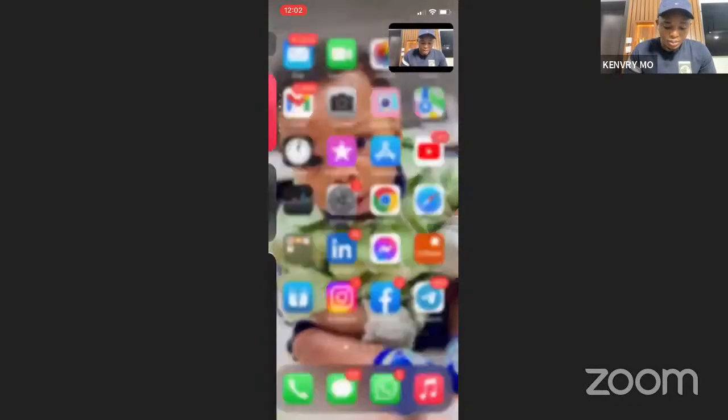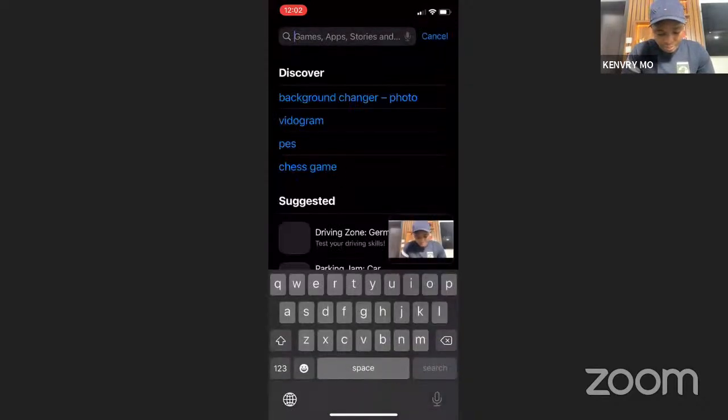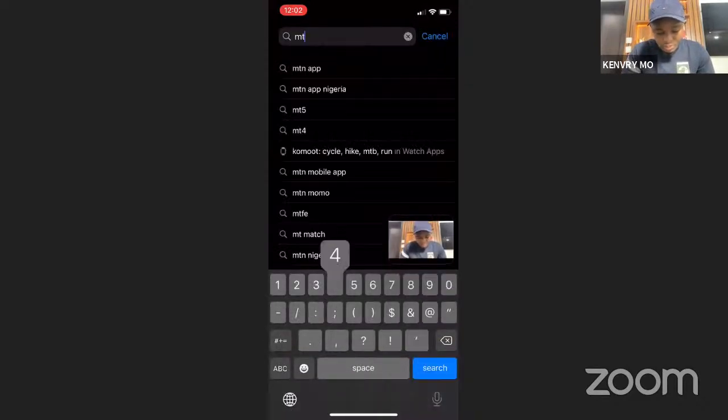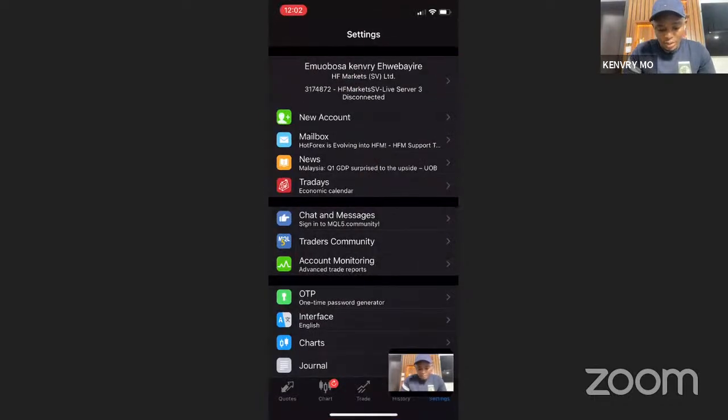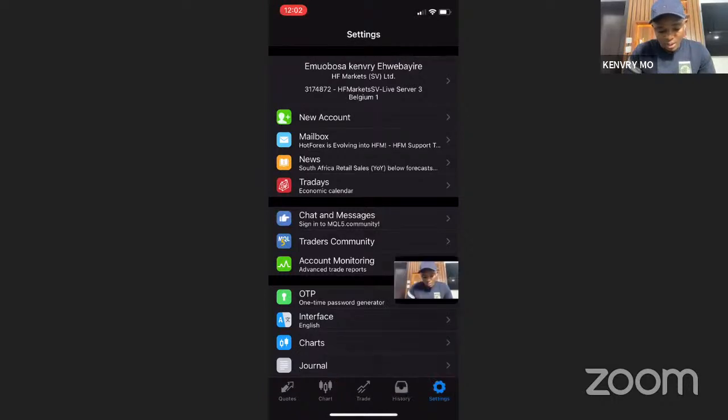Yeah, I don't want to assume anything. So you go to Play Store, you download MT4. We have MT5, we have MT4. All right, you just search for MT4, it brings it out. I already have it, so I'm just going to open it. Okay, good. So when you open it, you click on settings.